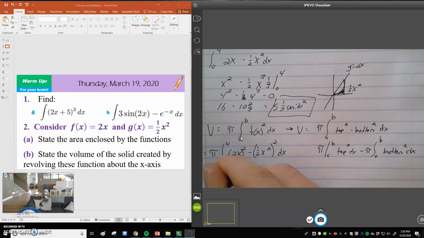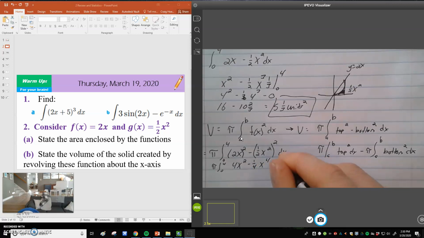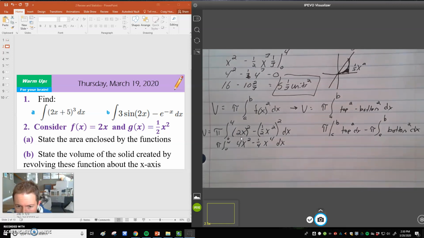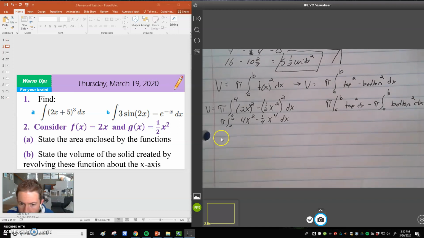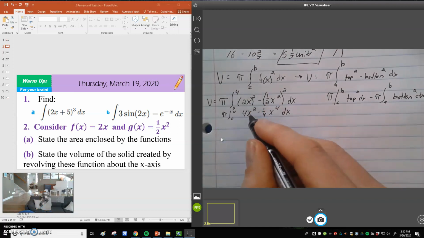So we're going to have pi integrating between 0 and 4 of 4x squared minus 1/4 x to the 4th dx. Be careful with that one. I can definitely see some people getting tripped up there. Okay, onward. So now we can actually go about integrating.